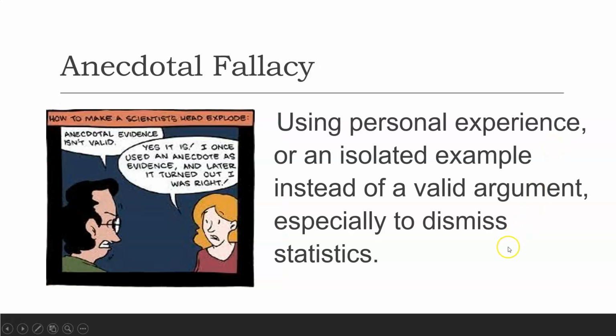The second one is an anecdotal fallacy. It's when you use a personal experience or an isolated example instead of a valid argument, especially to dismiss statistics. And young people often say, well, I know one person, or I've seen one person, and this happened to them, therefore it applies to everything else. That's simply not true, and if a student engages in that, you can say this is an anecdotal fallacy.